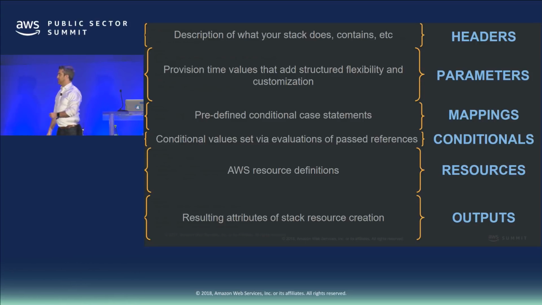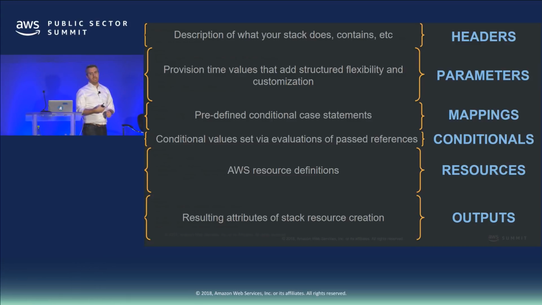Conditionals allow you to basically take a look at a parameter that's passed in and decide whether or not you should do something inside of your template. So let's say that I had a parameter that was called environment, and based on the environment being set to dev, I want to do one thing, and being set to prod, I want to do something else. Conditionals allow you to do that.